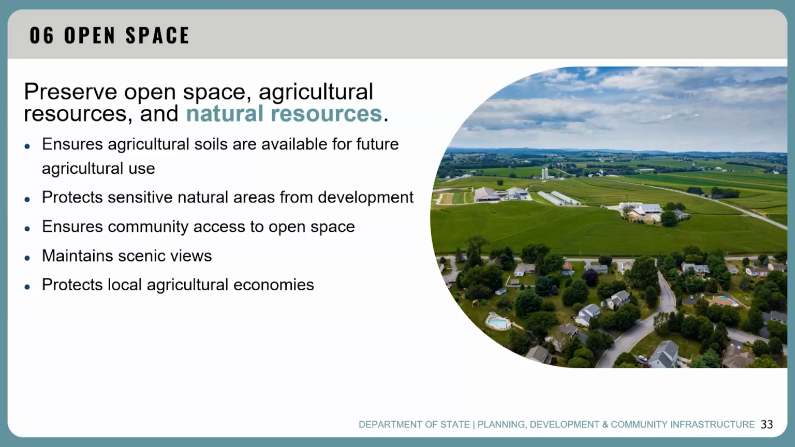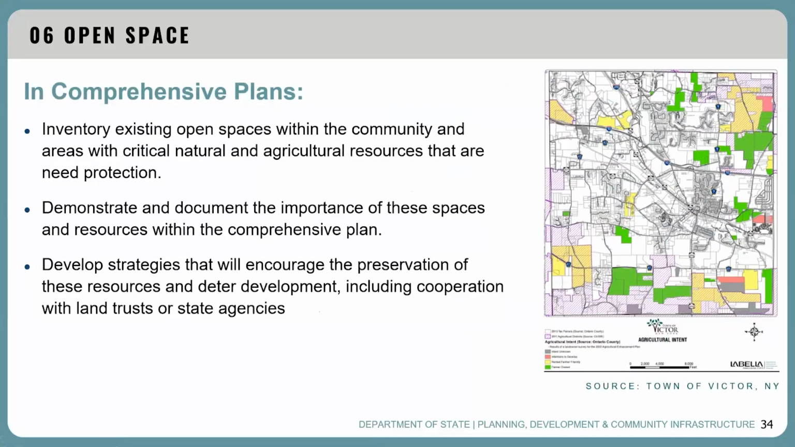This principle, in effect, attempts to minimize the impacts of sprawl and ensure agricultural soils are available for future use, protect sensitive natural areas from development, ensure community access to open space, maintain scenic viewsheds, and of course, protect functional local agricultural economies. Comprehensive plans are a great tool for understanding how both the built and natural landscape has changed over time. Smart growth comprehensive plans can inventory agricultural land, open space, and natural resources like trout spawning streams, for example, and identify policies to protect these resources. They can attempt to articulate the importance and value of preservation of those resources to the local community.